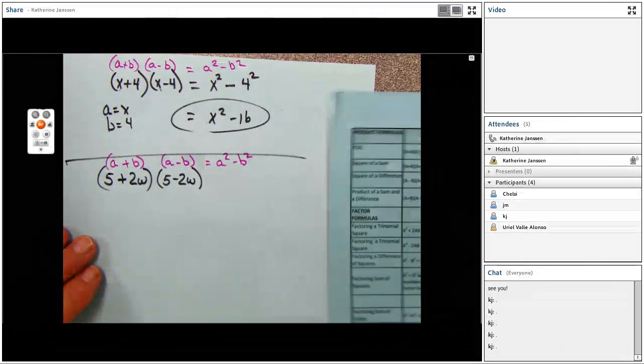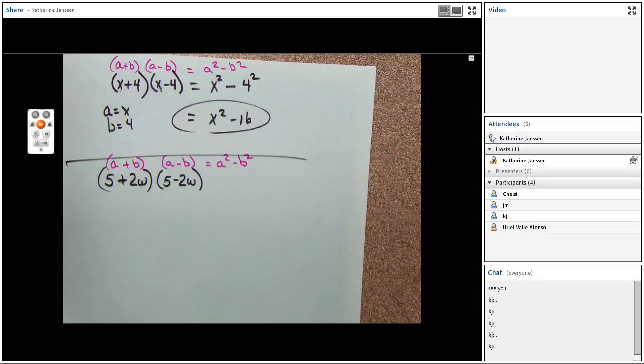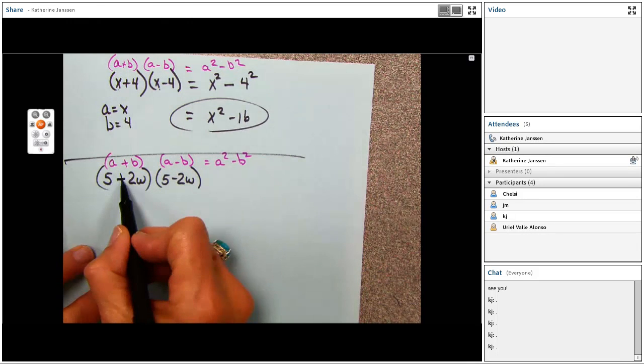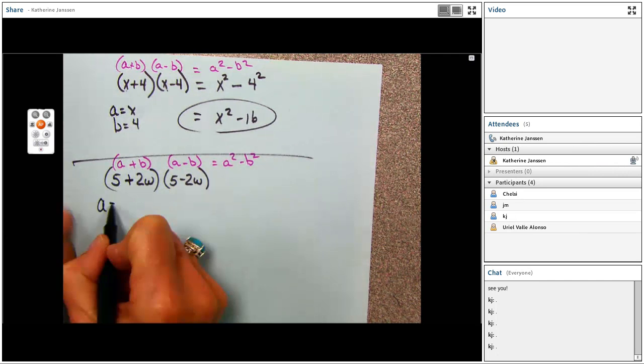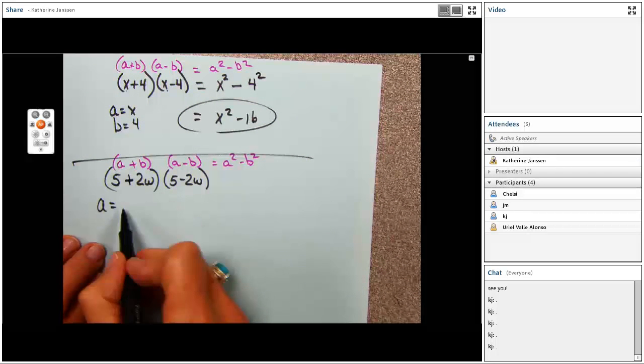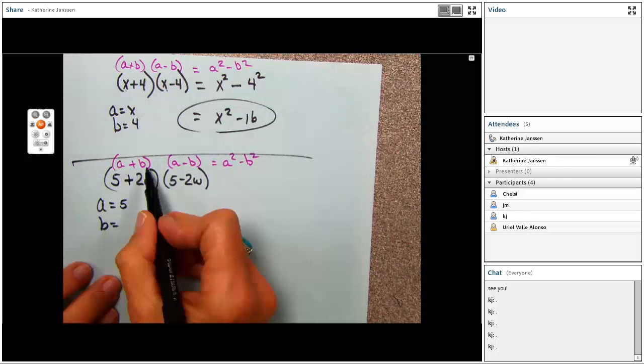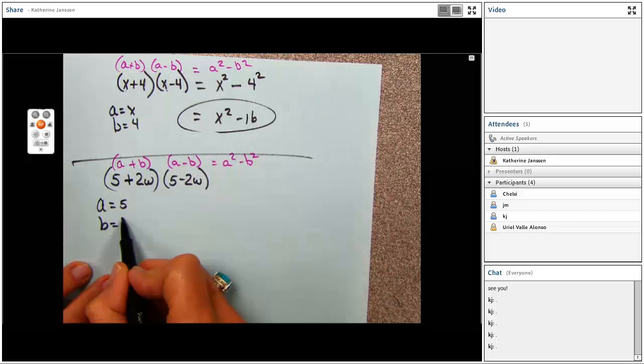And I'm feeling a little more comfortable now because I'm recognizing that if I work this out longhand using FOIL, the middle terms are going to be opposites of each other and cancel out. I have opposite middle signs, so the middle terms cancel out. Well, A in this case is 5, and B in this case is 2W.